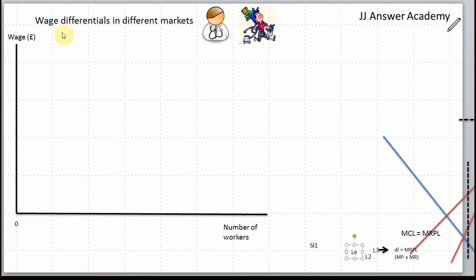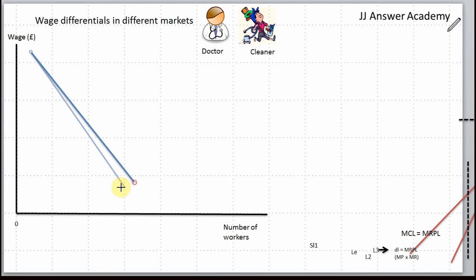In this video, we're looking at why there are wage differentials in different markets. So what I'm going to do is compare a doctor. Let me put this down over here. And what do you think is the second picture of? Cleaner. A cleaner, yes. Now, what sort of a demand curve do you think a doctor is going to have?